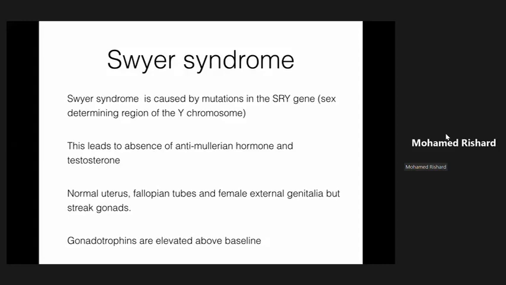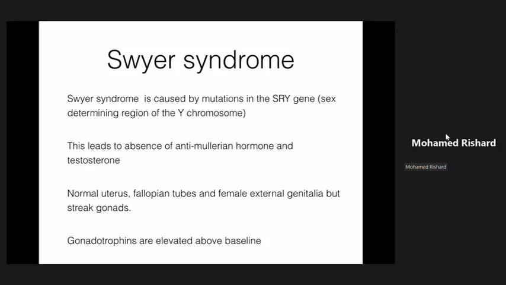So I'm going to skip this. It's a very rare disorder. Just read about it. Swyer syndrome is a mutation in the SRY gene. Actually, they are males. They have a Y chromosome, but the sex determining region is gone. This leads to absence of anti-Mullerian hormone and testosterone. So the normal uterus, fallopian tubes, and female external genitalia will develop, but the gonads will be streaky. Swyer syndrome, very interesting. Just go through it. You will get some pictures, historical events, and all these things. You can just read and understand.